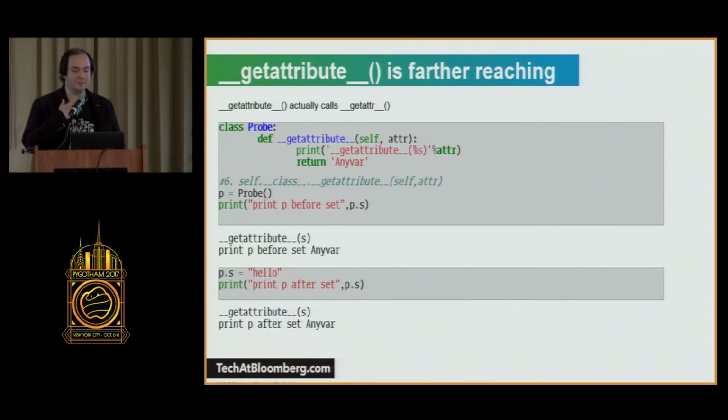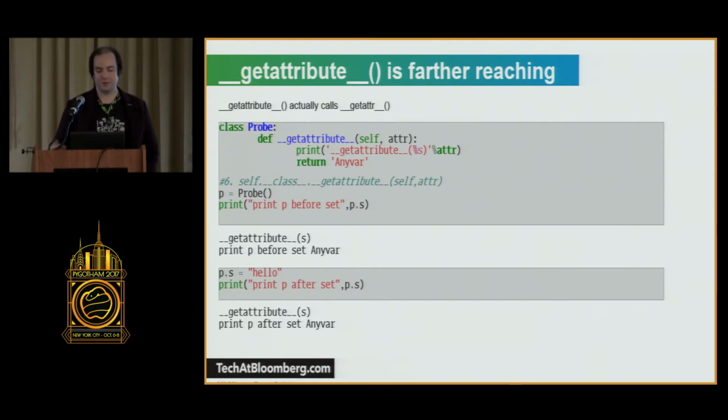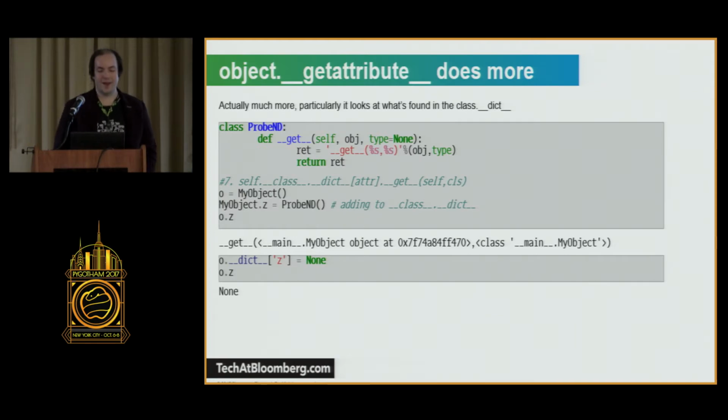Going even further, this is what was actually introduced in Python 2.2, the __getattribute__ magic method, which is actually what calls __getattr__. So object.__getattribute__ will be called every time you access an attribute, whether it's in __dict__ or not. And here we can see, we call it before, we call it after. In both cases, we get anyvar back. But object.__getattribute__ is actually doing a lot more.